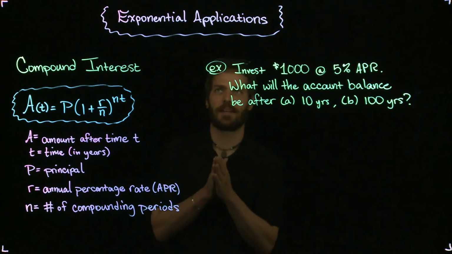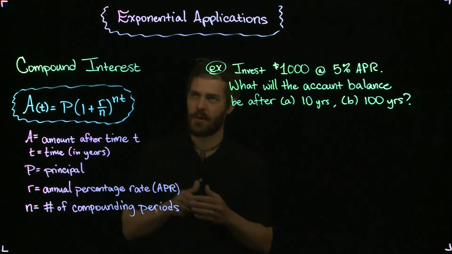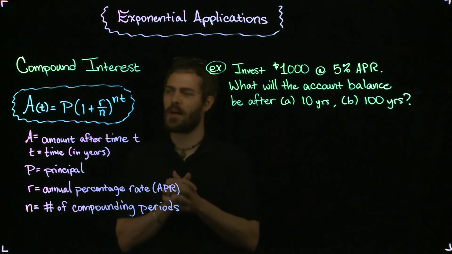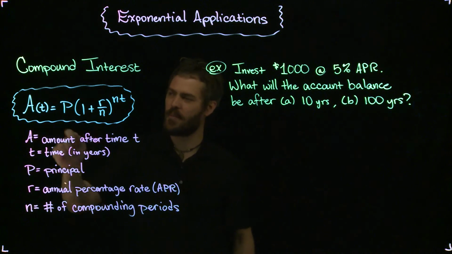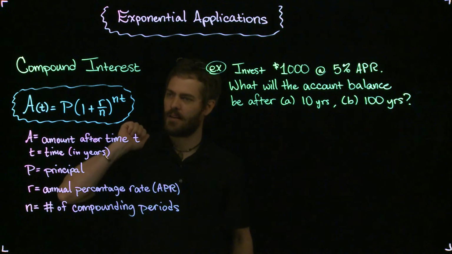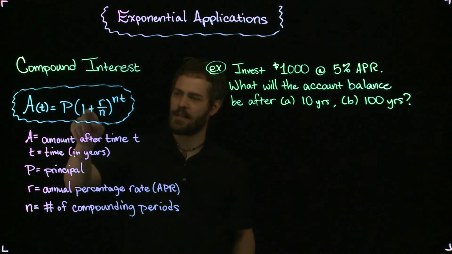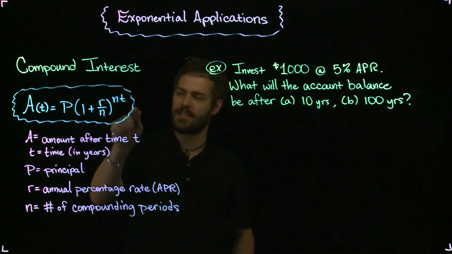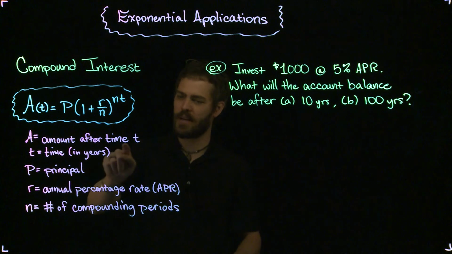Okay, we're back talking about exponential applications, and in particular, this time we're talking about compound interest. And here's the formula that we use for compound interest. This is function notation over here, A of t, the amount after time t, where t is our variable. A of t equals P times the quantity 1 plus r over n to the nt power, where what are all these things? Again, A is the amount after time t.